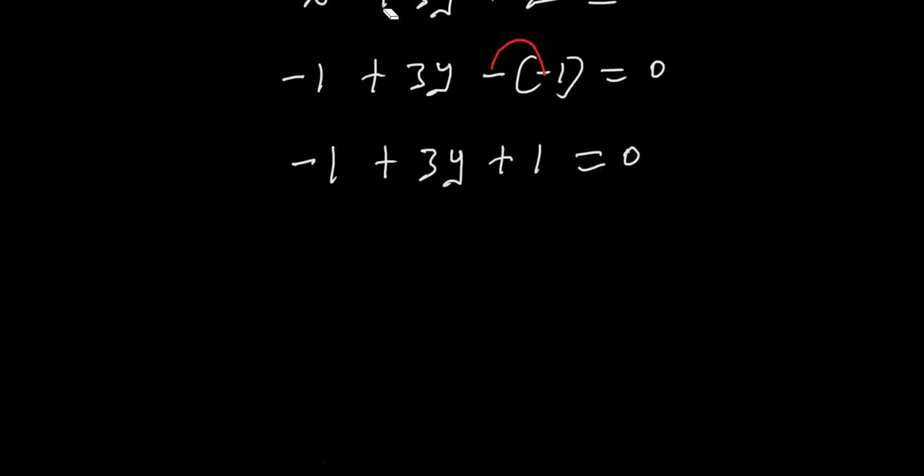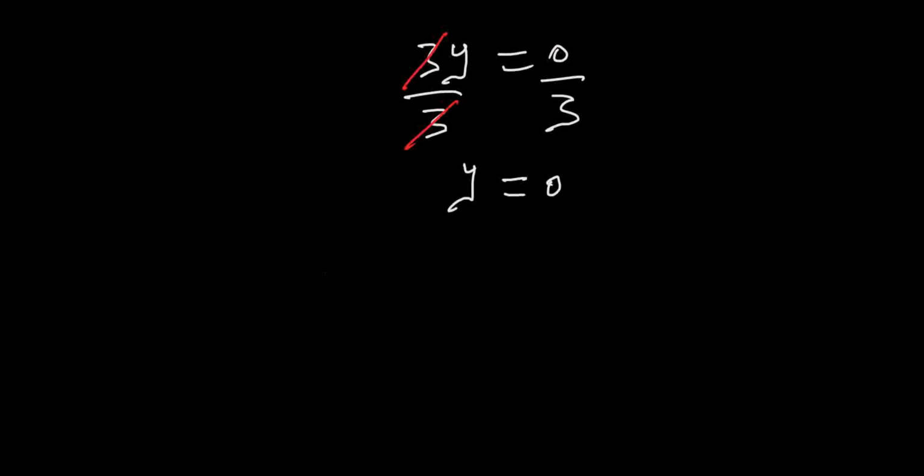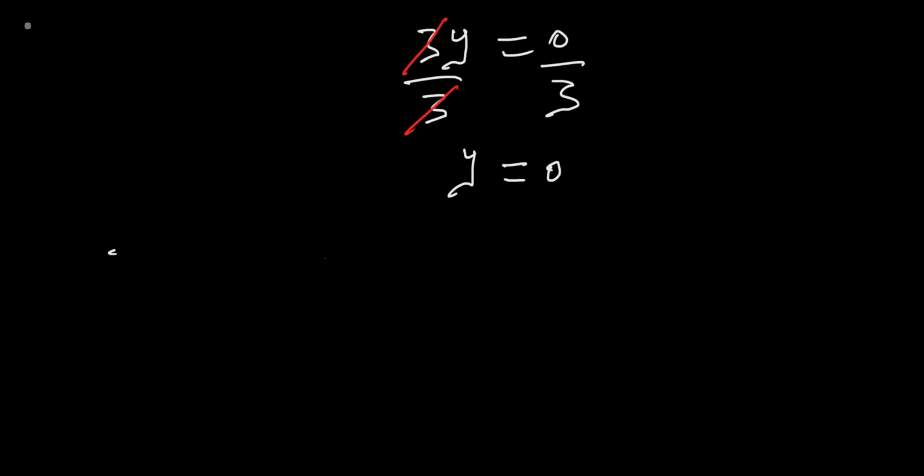So we now have 3y equals 0. Now divide both sides by 3. And 3 would cancel 3 from here, and 0 divided by 3 is 0. Therefore, y is equal to 0. So we now have x equals 1, y equals 0, and z equals negative 1.